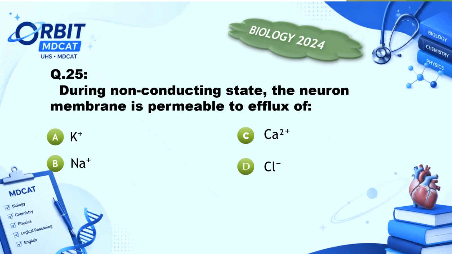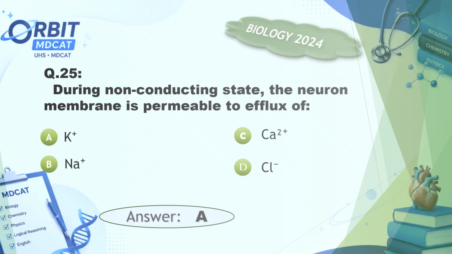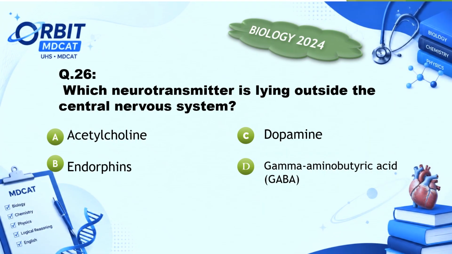Question number 25: during non-conducting state, the neuron membrane is permeable to efflux of A. Potassium ion, B. Sodium ion, C. Calcium ion, D. Chloride ion. Question number 26: which neurotransmitter is lying outside the central nervous system? A. Acetylcholine, B. Endorphins, C. Dopamine, D. Gamma aminobutyric acid.